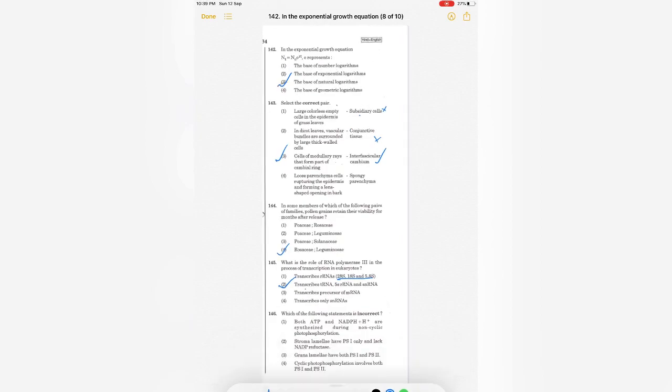Question number 146. Which of the following statements is incorrect? Both ATP and NADPH are synthesized during non-cyclic photophosphorylation. The statement is correct. Option 2, stromal lamellae have PS1 only and lack NADP reductase. That is also a correct statement. Grana lamellae have both PS1 and PS2. That is also correct. Cyclic photophosphorylation involves both PS1 and PS2. Remember, PS2 is not required for cyclic photophosphorylation. So the correct answer is option 4. That is the only incorrect statement. The question is regarding the incorrect one.